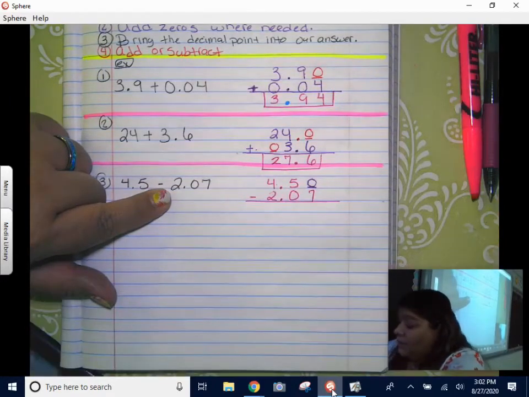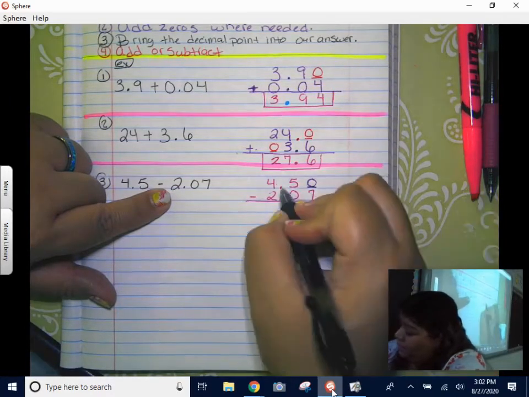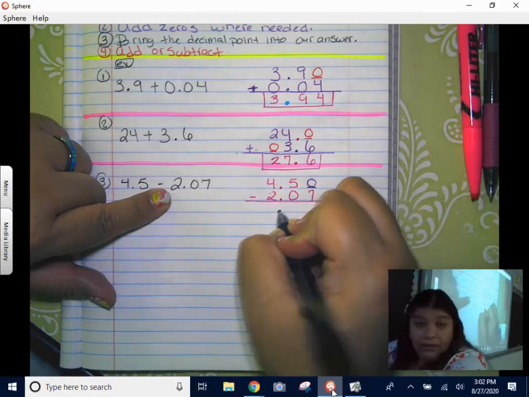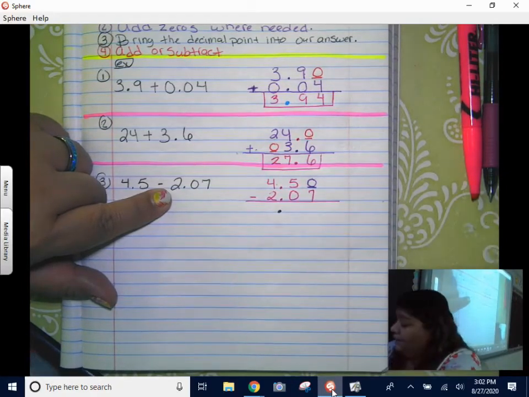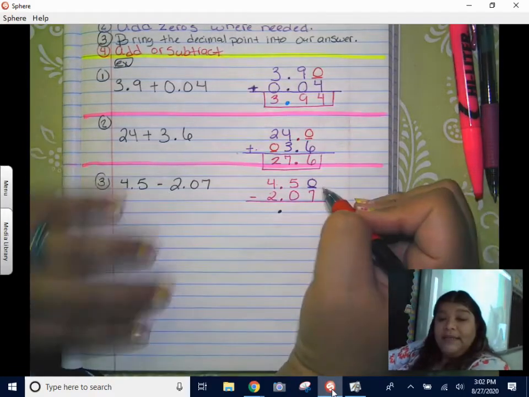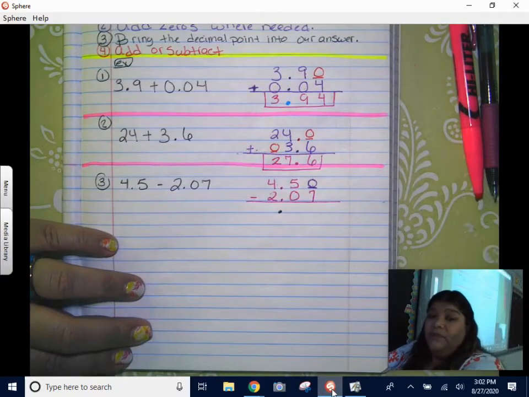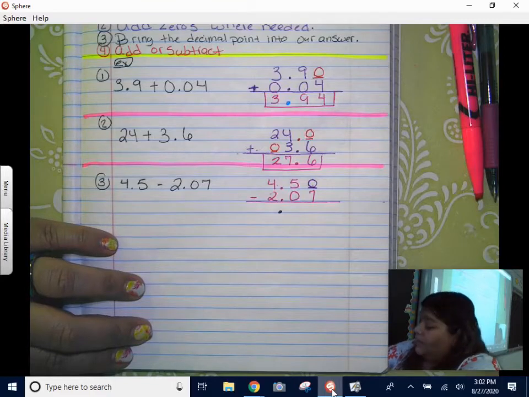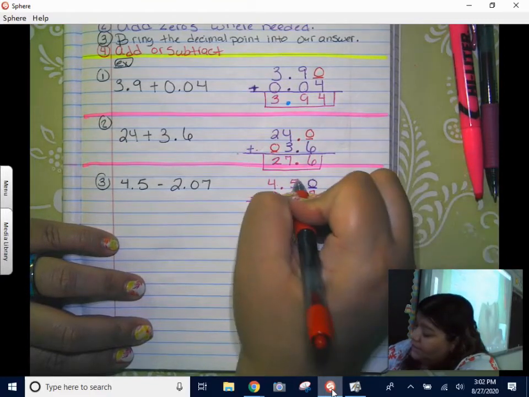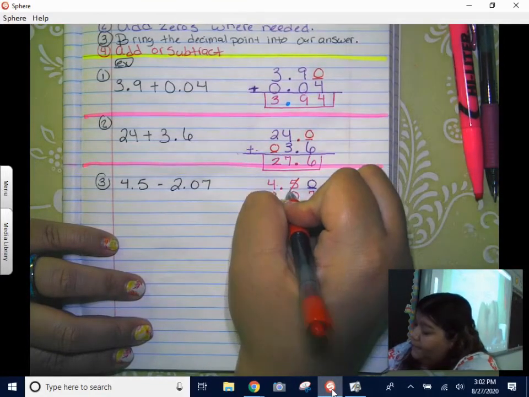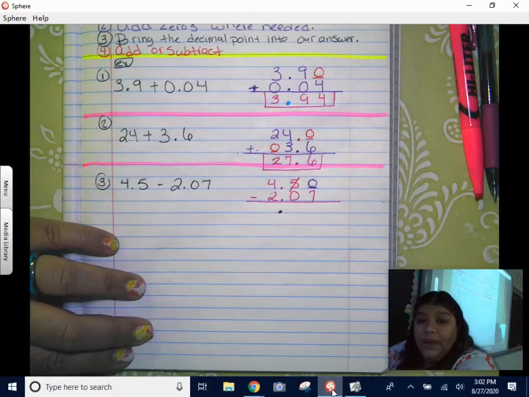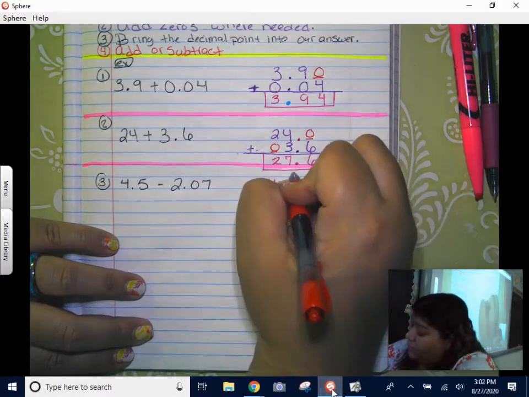Okay, now we're going to go ahead and bring down the decimal, or you can wait to the end. Just don't forget. Okay. And we're going to go ahead and add or subtract. So I'm subtracting. Can I subtract 0 minus 7? Can I take 7 away from 0? No. So you're going to have to borrow. Okay. So you remember how to borrow. We're going to take 1 away from the 5. And the 5 turns into a what now? A 4. Good.